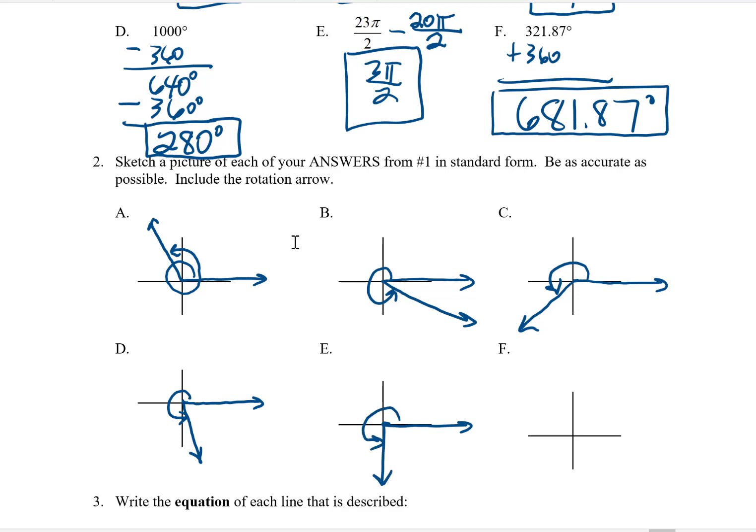And then F, let's see, 681. Maybe I'll look at the original angle first. It was 321.87. That is a little less than 40 degrees short of a full revolution, so something like this here. But of course, I'm drawing 681.87, which means I have to rotate all the way around plus that original angle. Here would be the final drawing.